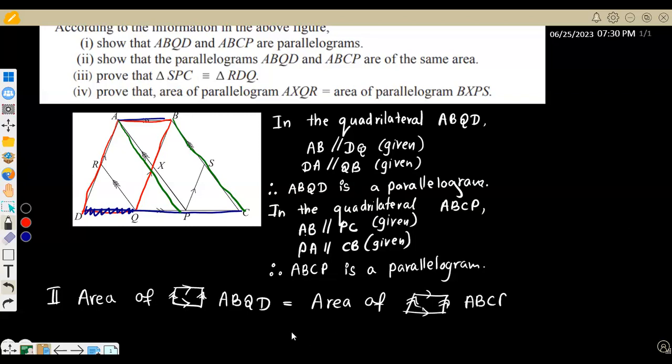Yes, I just write this. Then you have to indicate the reason. It is not enough to write this one. What is the reason? Here, this second question: show that the parallelograms ABQD and ABCP are of the same area. How do we show it? What is the reason? Yes, they are equal in area. Reason?